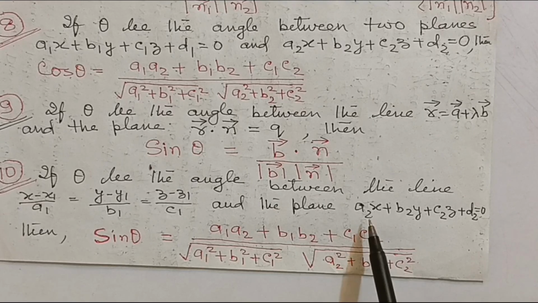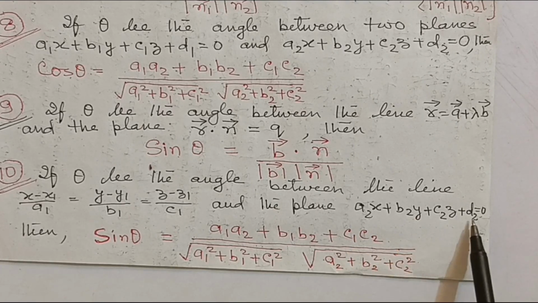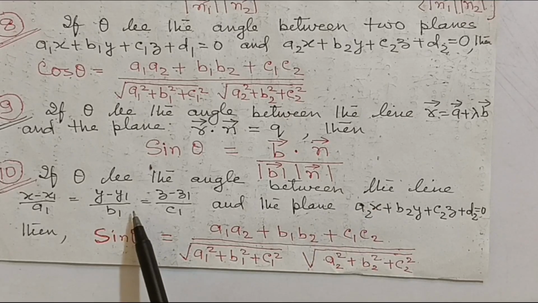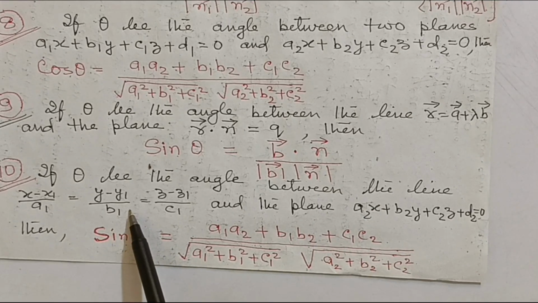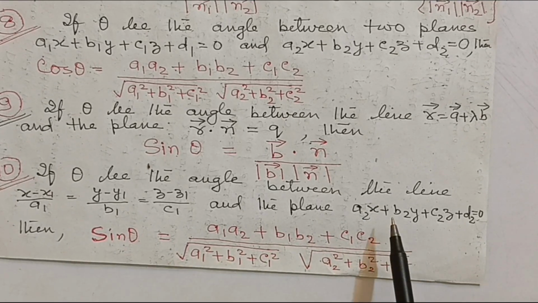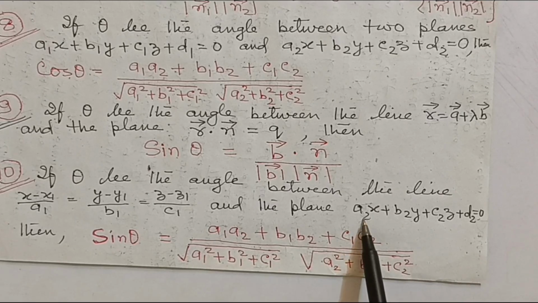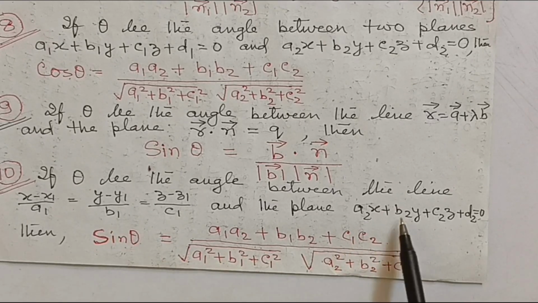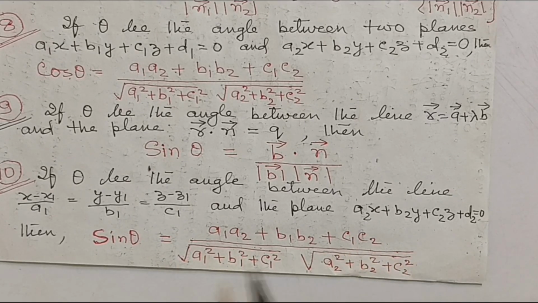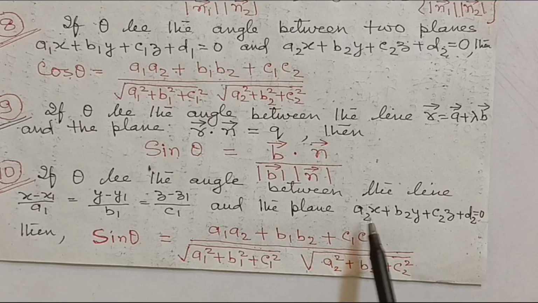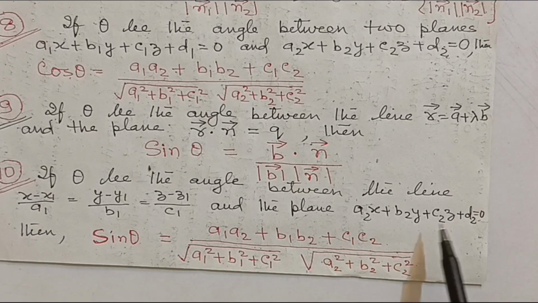And the plane a2x plus b2y plus c2z plus d2 is equal to 0. If theta is the angle between this line and this plane, then sin theta is equal to a1 a2 plus b1 b2 plus c1 c2 upon square root a1 square plus b1 square plus c1 square into square root a2 square plus b2 square plus c2 square.